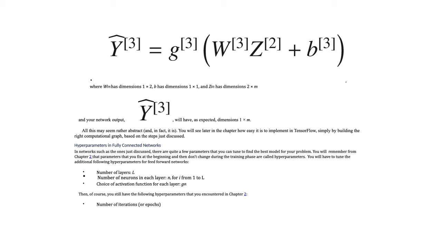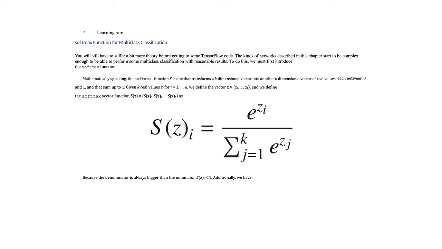You will remember from Chapter 2 that parameters that you fix at the beginning and then don't change during the training phase are called hyperparameters. You will have to tune the following additional hyperparameters for feed-forward networks: number of layers, L; number of neurons in each layer, Ni for i from 1 to L; choice of activation function for each layer, G_L. Then, of course, you still have the following hyperparameters that you encountered in Chapter 2: number of iterations, or epochs, and learning rate.